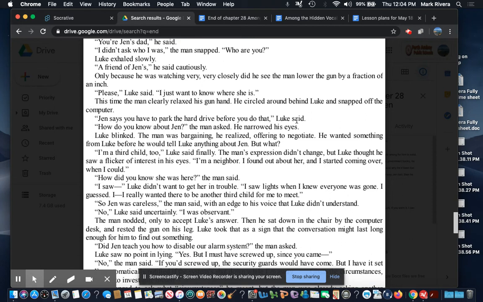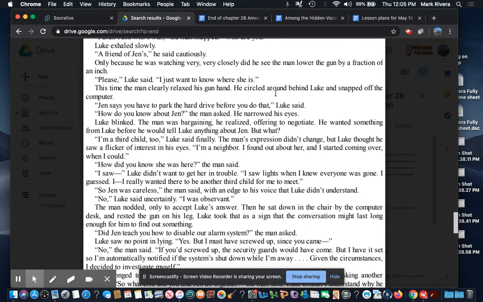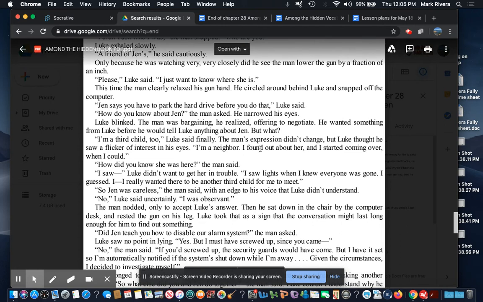Luke exhaled slowly. So if I'm thinking about that Luke exhaling slowly, he's probably not as nervous as he was before because he recognizes that the person in front of him is Jen's dad. "A friend of Jen's," he said cautiously. Only because he was watching very, very closely did he see the man lower the gun by a fraction of an inch. So obviously, the fact that he said this and the guy lowers the gun shows you that he disarmed him a little bit.